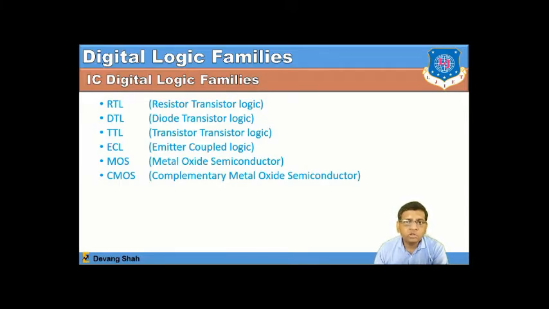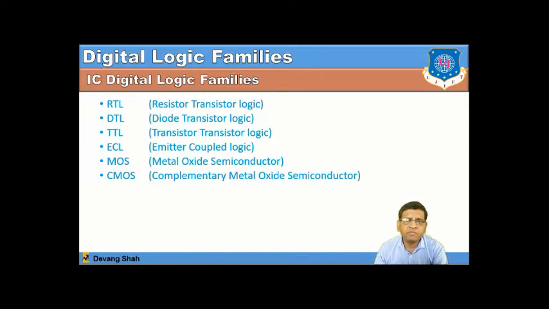Likewise, we will also discuss DTL, which is called diode transistor logic. In that circuitry, the diode and transistors are connected in such a way that we can realize a specific kind of logic gates, right? Same way TTL is transistor transistor logic. Then you have ECL, which is called emitter coupled logic. Then you have MOS, which is called metal oxide semiconductor logic. And lastly, it's CMOS. So normally in our syllabus we have covered CMOS, which is called complementary metal oxide semiconductor logic, right?